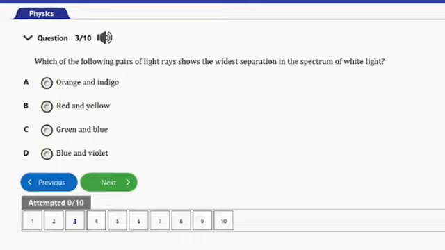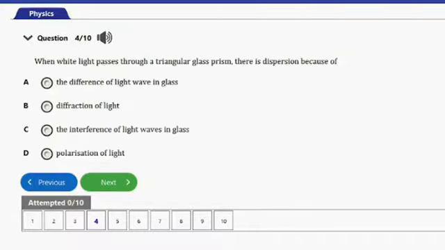So guys, if we consider all these colors arranged linearly, we are going to notice that out of all the options here, the most widely separated is orange and indigo. And that's it for this question. Option A is the answer. So let's go ahead and consider the next question, guys. So that's question number 4 here.